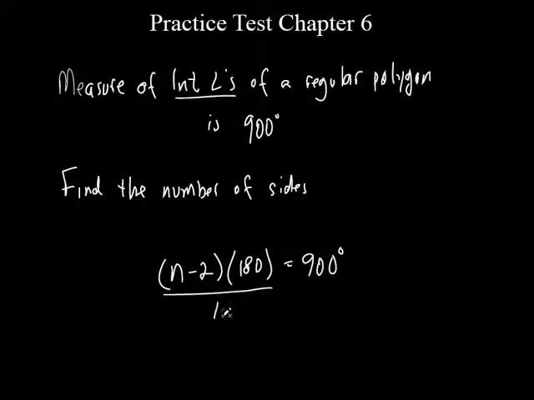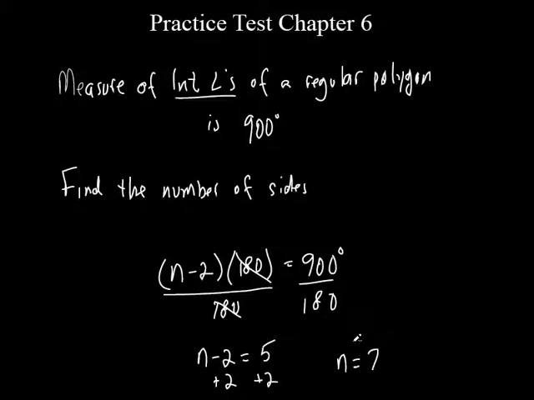I divide by 180. And then I come over here and I divide this by 180. All right, so that cancels. And so now what am I going to have? I'm going to have n minus 2 equals whatever that is. So put that in your calculator and you get a 5. One more step and you're done, right? Just add a 2 to both sides. And what is n? N is 7.